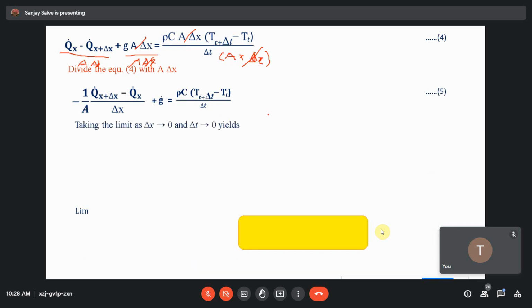And then, taking the limit as del x tends to 0 and delta t goes to 0. Okay? So here it is very, very important. Taking the limit as del x tends to 0, delta t also tends to 0. Now if that happens, then we have what?